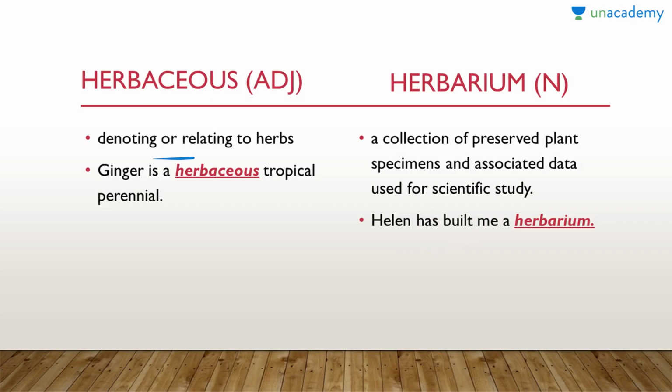Herbaceous is an adjective which means denoting or relating to herbs. So in a sentence, it will read, ginger is a herbaceous tropical perennial. Herbarium, noun, which means a collection of preserved plant specimens and associated data used for scientific study. In a sentence, it will read, Helen has built me a herbarium.